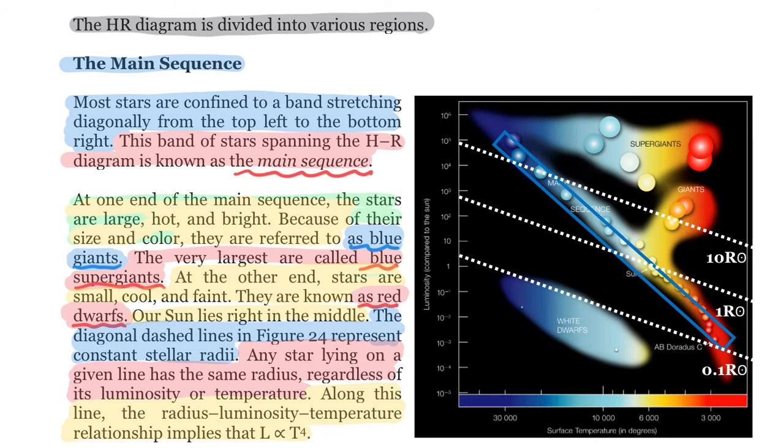The very largest of these are called blue giants. And the largest of the large of these up here would be what we call blue supergiants. Now, on the other side, as we go down here, we get the red dwarfs. Now, they have a low luminosity, we can see, in comparison to the sun. They have a low surface temperature.